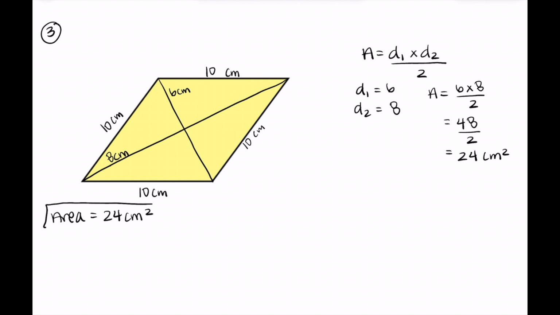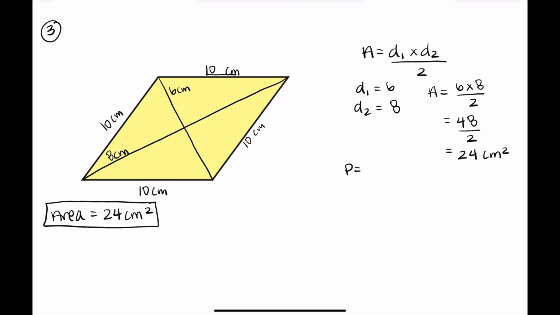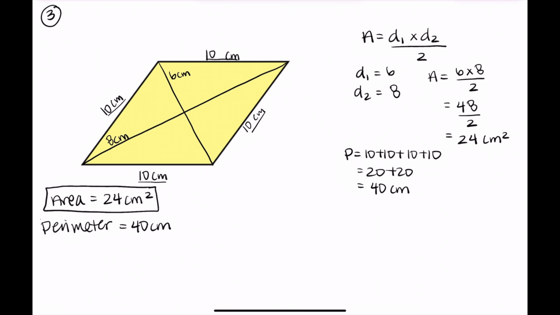Now, same thing again for perimeter. We're going to add up all of the measures that surround and go around our shape. So each side length here is 10 centimeters, so we're going to add them all together. So 10 plus 10 plus 10 plus 10. We know that would just be 20 plus 20, which gives us 40. So our perimeter for this rhombus would be 40 centimeters, and that wraps up all of our practice problems for today's lesson.